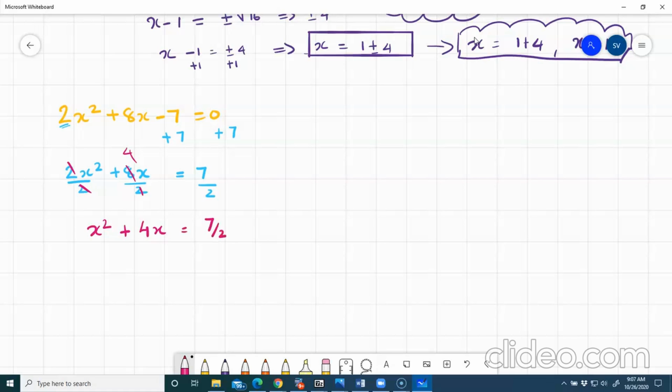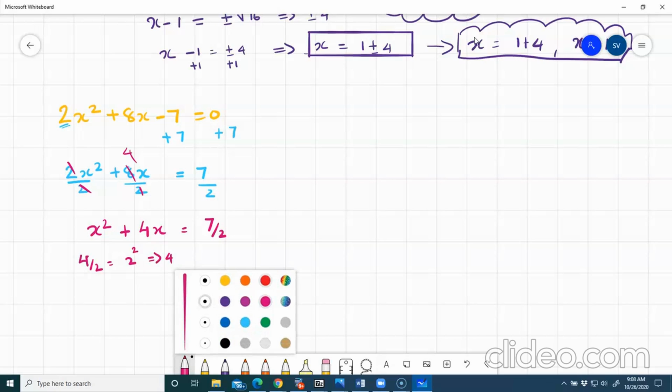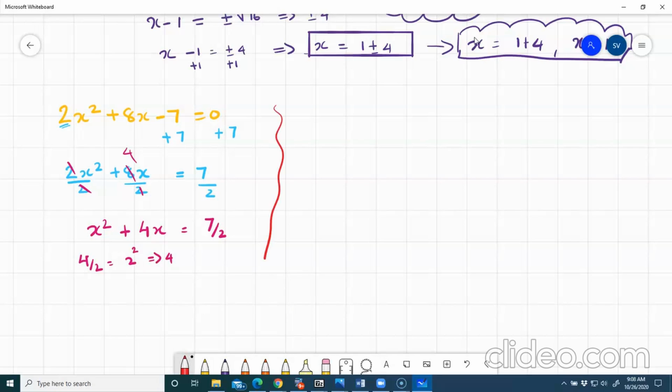So now you know what to do. What is next? You apply the rule. What is the rule? Take half of the coefficient. The coefficient is 4. Half is 2. So 4 by 2 is 2. Then you have to square it. Square it. The answer is 4. So you have to add this number. So you can write here: x squared plus 4x plus 4 equal to 7 by 2 plus 4.